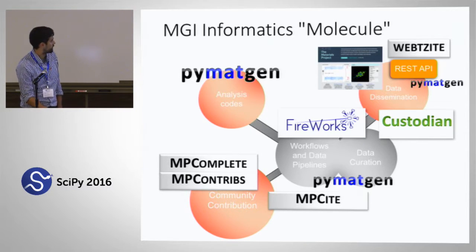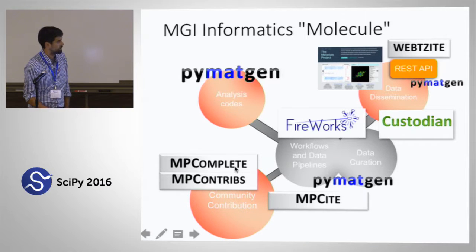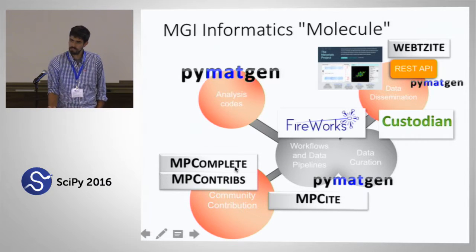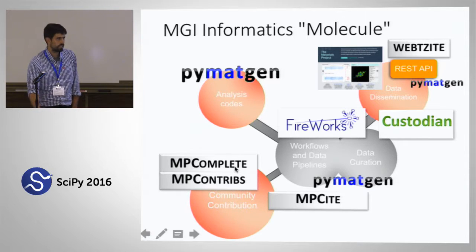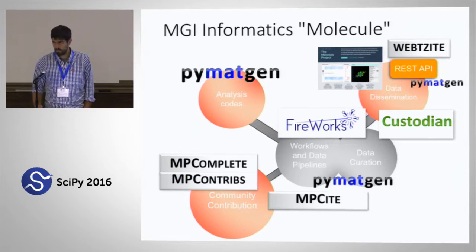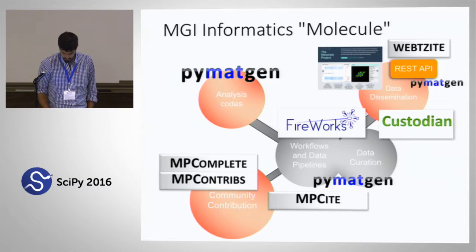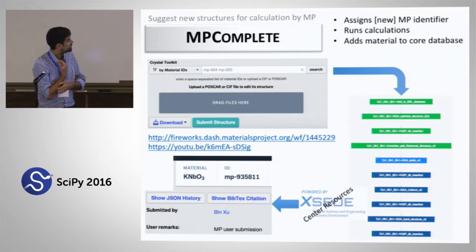And the framework that we're developing, as I've said, is MP-contribs for it, but there's also a service called MP-complete, which we use for users to suggest new structures to our platform that we then calculate with our standard calculations and add to our core database. Let me just quickly show those two.